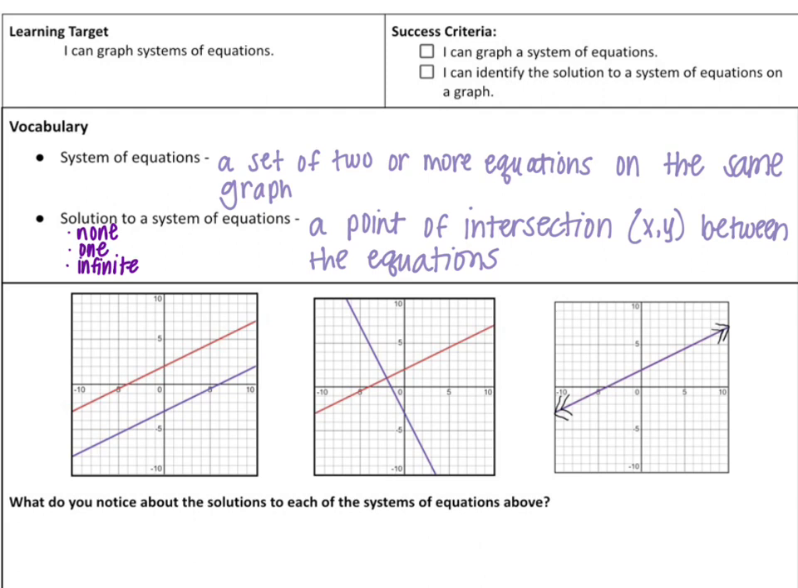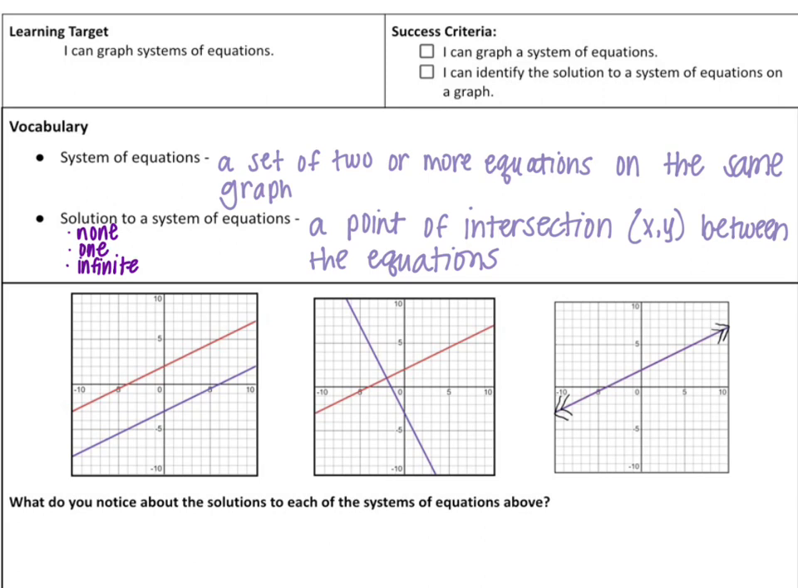So looking at the three graphs below, the question says, what do you notice about the solutions to each of the systems of equations above? So let's look at them. Well, this first graph, I have two lines, a red line and a blue line. And I noticed that they don't ever cross. Because they don't cross, they're actually parallel lines.